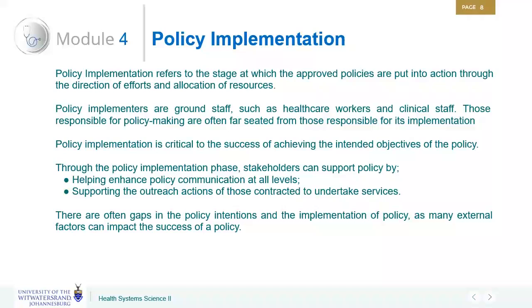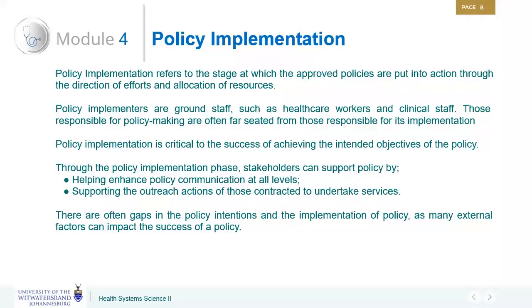Policy implementers themselves are often on the ground, such as healthcare workers or clinical staff, and very often the policy makers and the policy implementers are 2 different sets of people. So those responsible for making the policy can be quite far removed from the practical implementation. It's very important that we understand the experiences of people who have to implement that policy, and we have to collect research and evidence to see what are the problems that are emerging through this plan. So policy implementation is critical to the success of achieving the intended objectives.